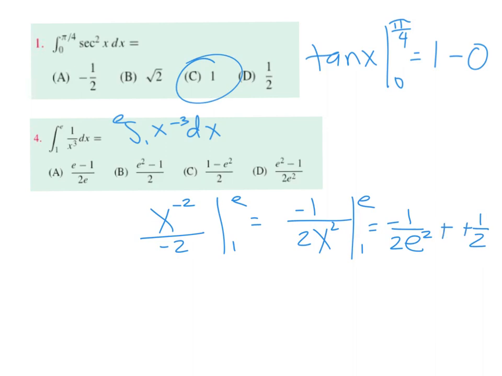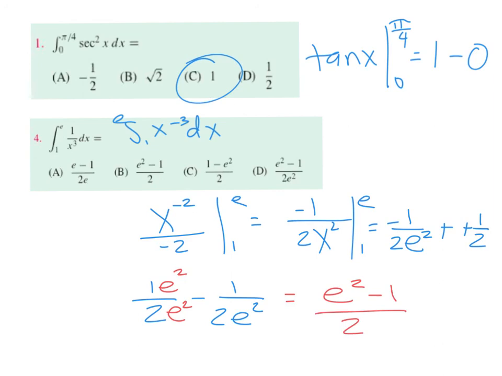So now this one, I need a common denominator. I said this earlier. So I'm going to rewrite it: 1/2 minus 1 over 2e squared. My common denominator is 2e squared. So I need my e squared here and here. So that's e squared minus 1 over 2e squared. So that's d. And that's it.